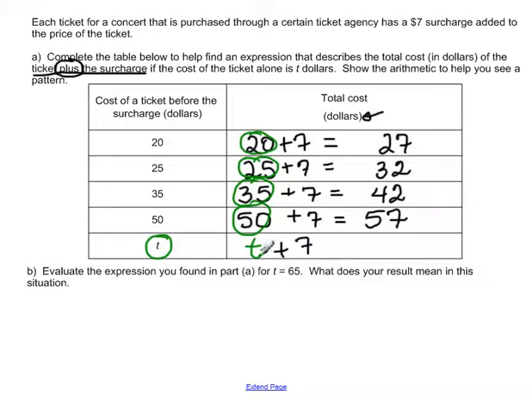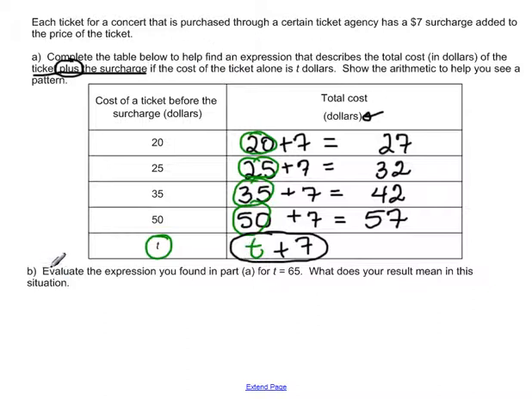And notice how putting the little hook on the T helps me to distinguish it from a plus sign. That may be something you want to do. If you make your T's and they look like a plus sign, just put a little hook at the end and that'll help you to keep track. So this would be our expression, T plus 7. Okay, that's what they were asking us to do: find an expression that describes the total cost.